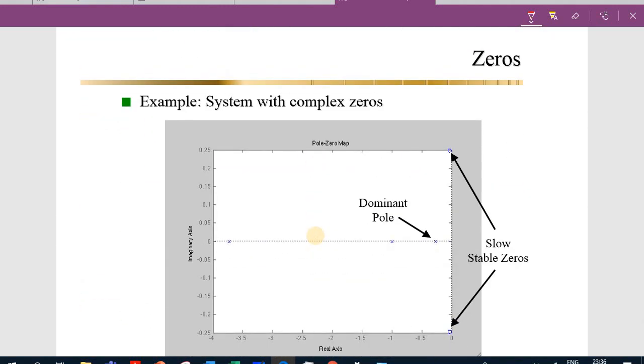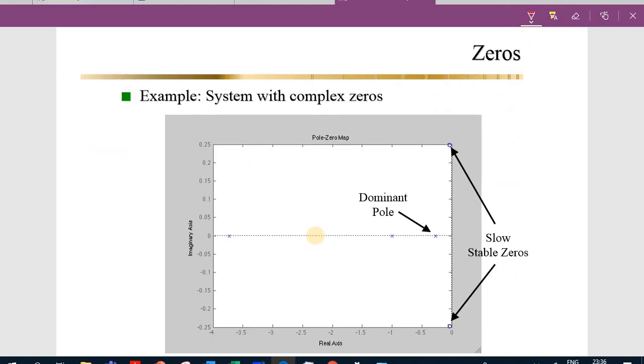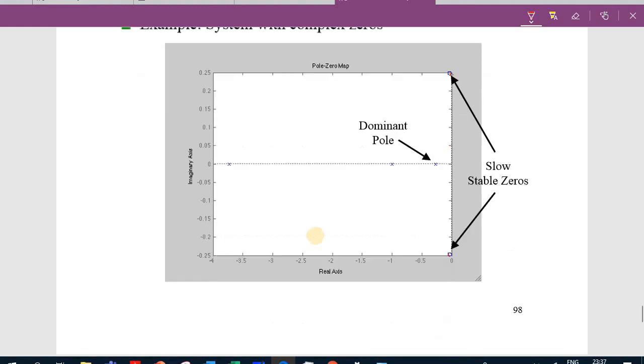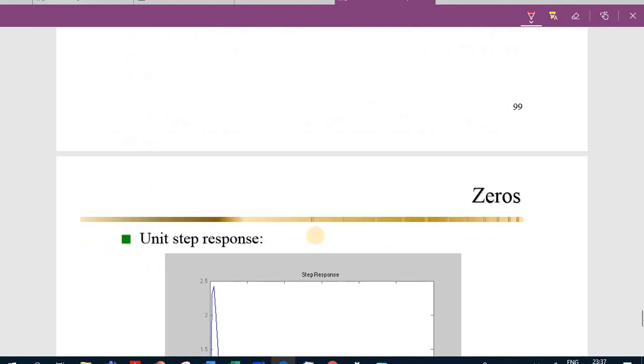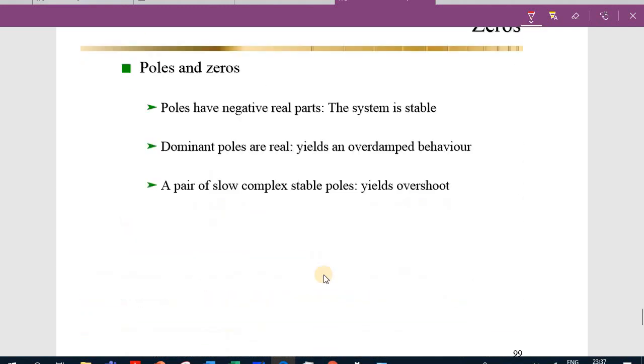Okay, great. What else if you have complex zeros sitting here? Having complex zeros, we are looking again at which one is closer to the imaginary axis, and still these two zeros are closer to the imaginary axis, so they will be dominant. However, because they are complex, there will be an oscillation. You can see there are two things participating here: you're having an oscillation.